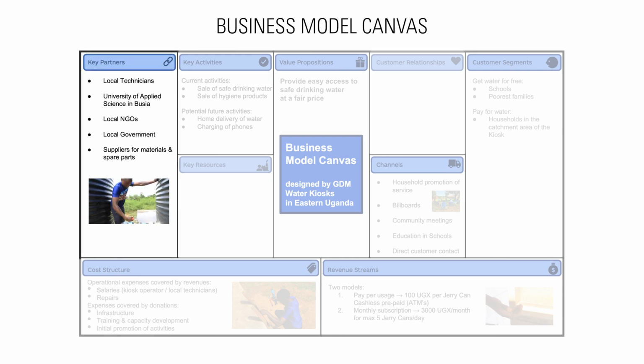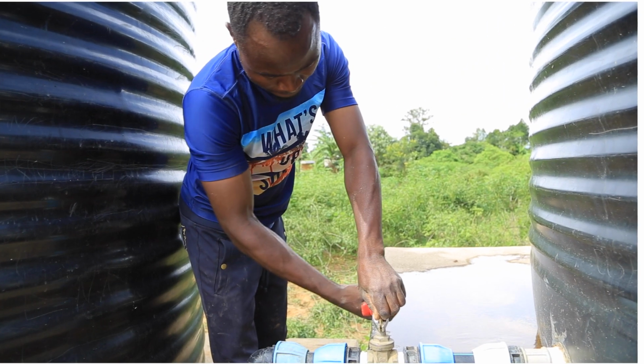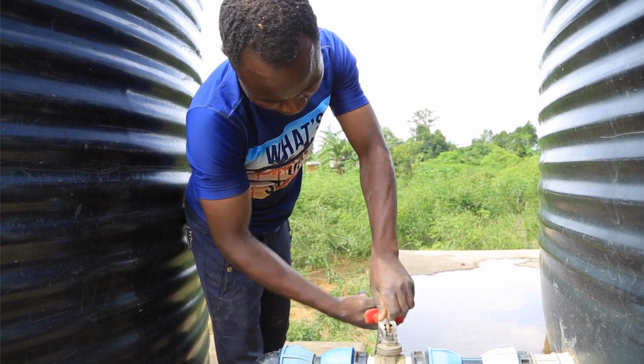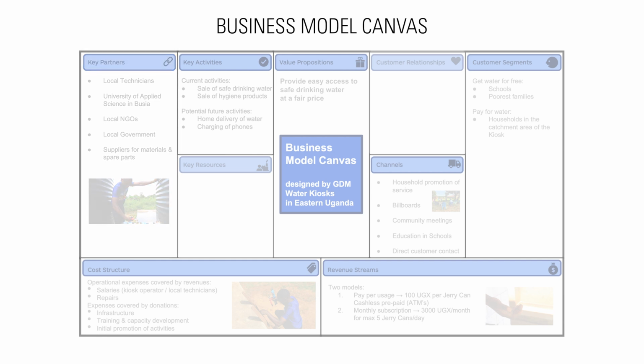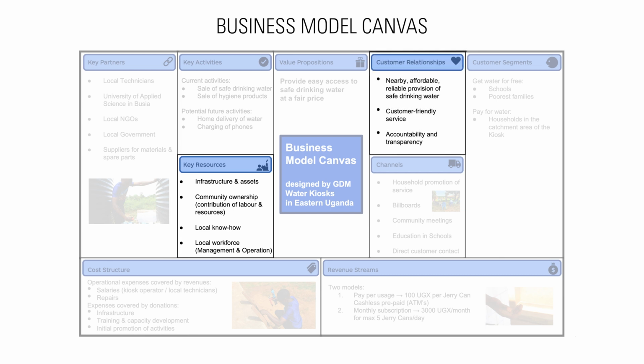It is important to think about who your partners and suppliers are. These could be local technicians for repairs or suppliers for materials required. Key resources for your activities and how you plan to establish a strong relationship with your customers are also outlined in the business model canvas.